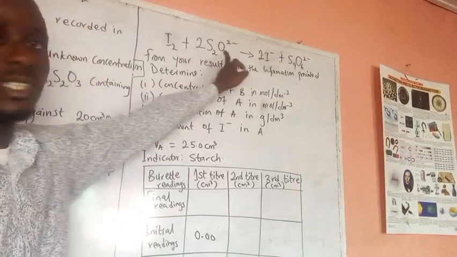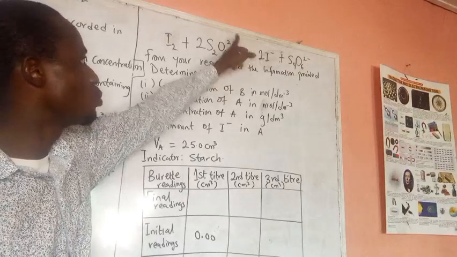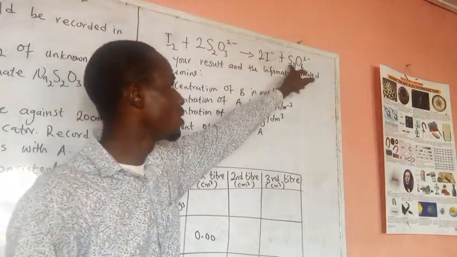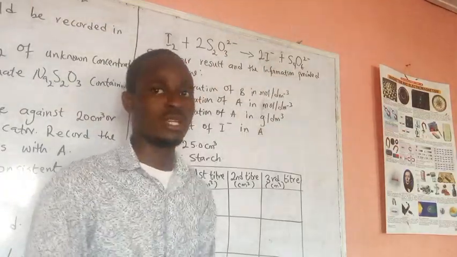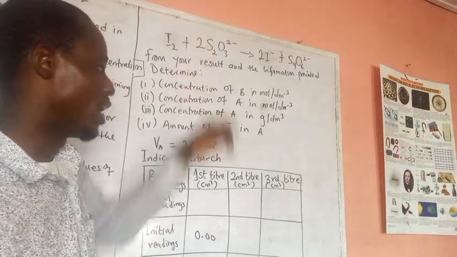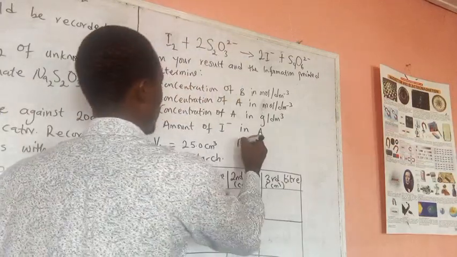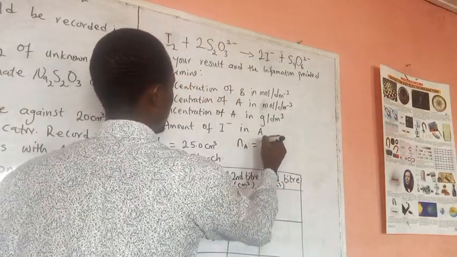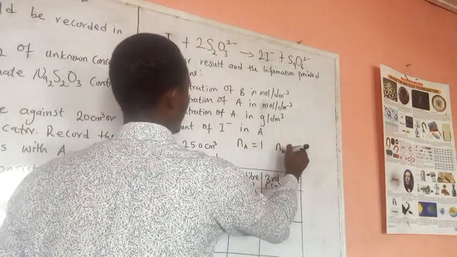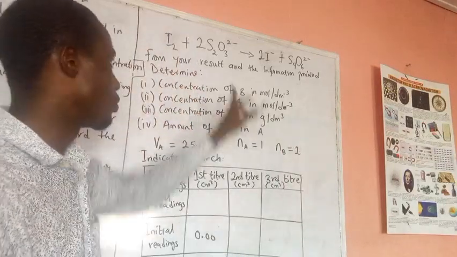Looking at this, this is the equation of the reaction. We have I2 plus 2S2O3 2- going into 2I- plus S4O6 2-. So that is actually the reaction, and we can see the number of moles here. We are told that A is iodine, so the number of moles of A is 1, and the number of moles of B, which is thiosulfate, is 2. We can see that from this equation.